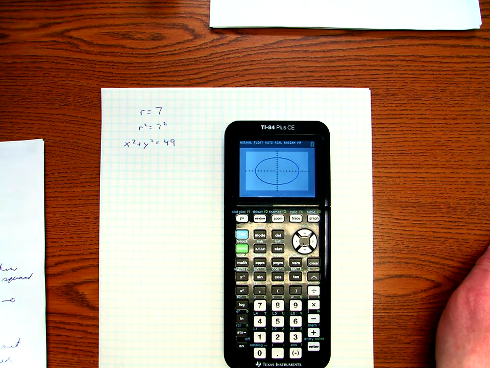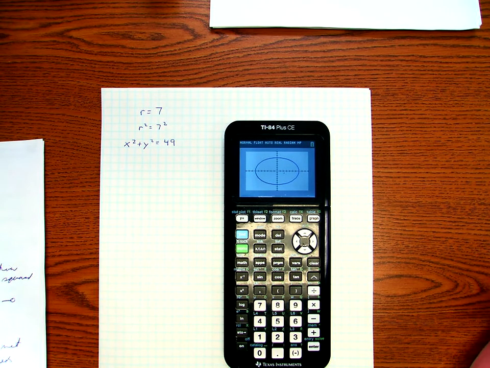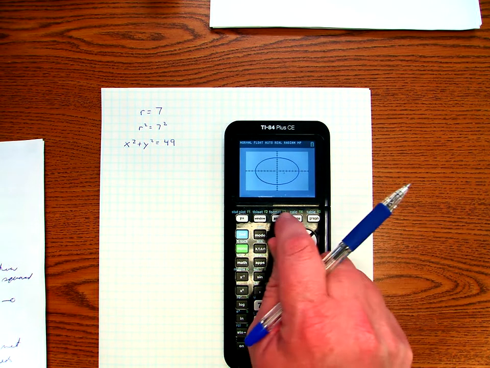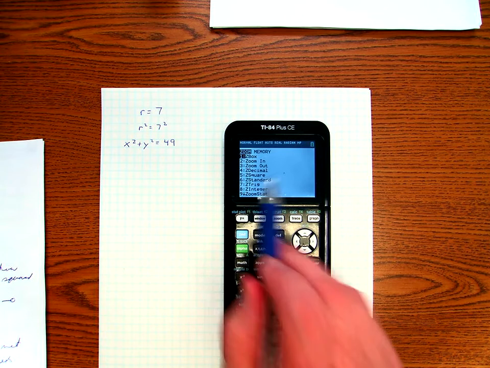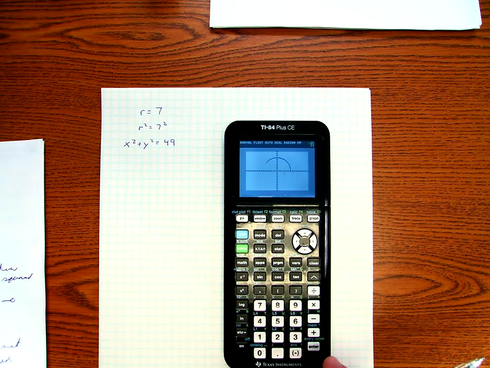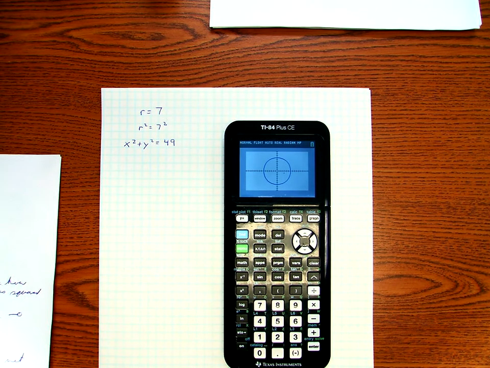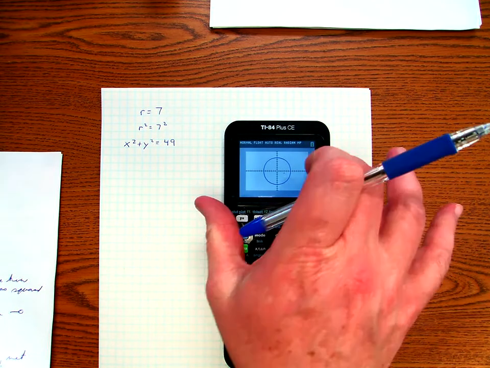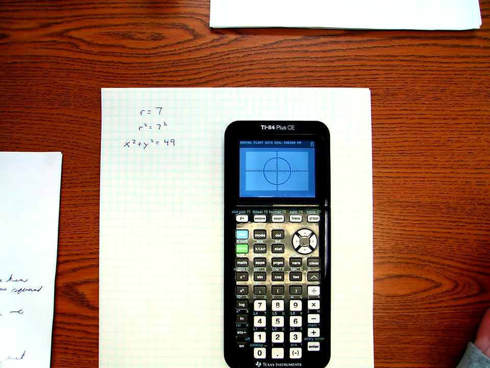So anytime we get a graph like this, we want to ask ourselves, is it really an ellipse, or is it a circle that looks like an ellipse? So what we're going to do is, from that zoom 6, we're going to zoom 5, which is zoom squared. What zoom squared does is it takes whatever window you're in and adjusts the dimensions to give you a squared up, no distortion type of window.